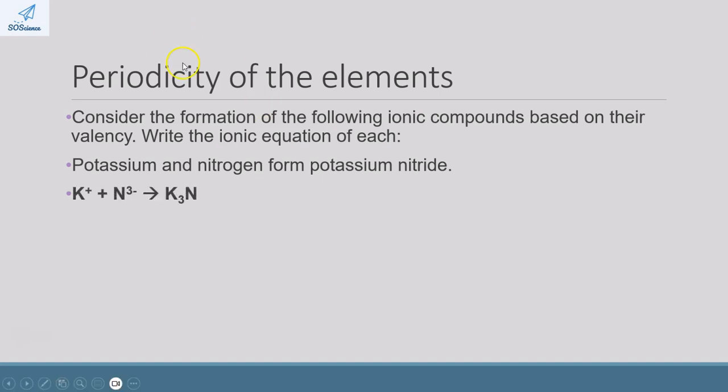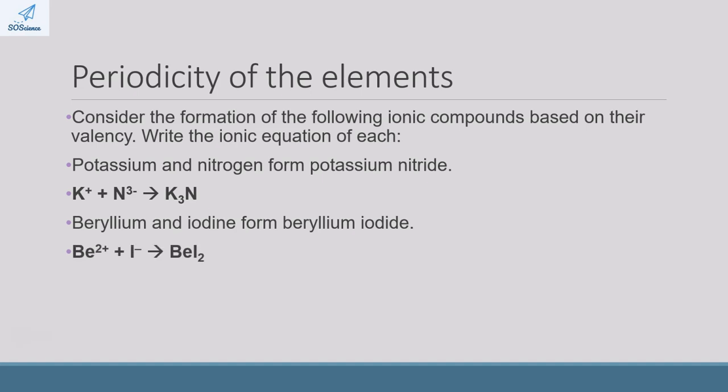So we've got potassium that makes the K plus ion, nitrogen that makes the N3 minus ion, simply from the periodic table by looking at your valency column, and that forms K3N, which is potassium nitride. Beryllium and iodine form beryllium iodide. So we have Be2 plus and I minus, which makes BeI2.